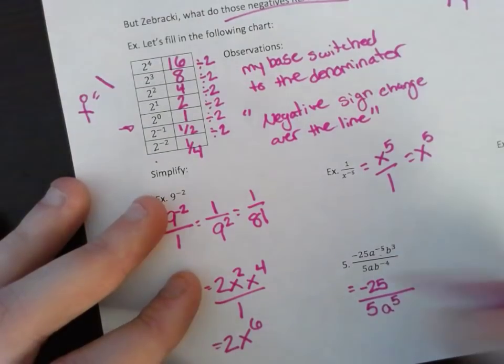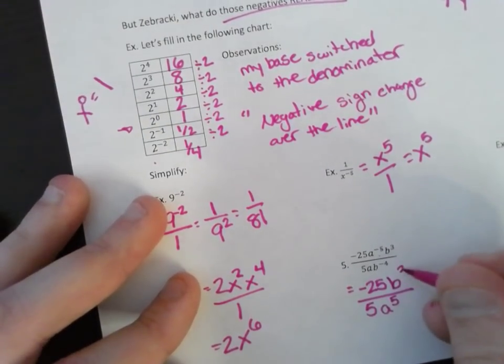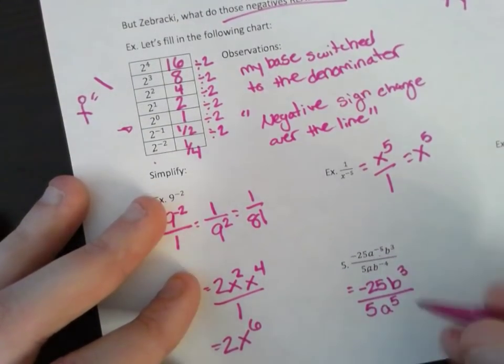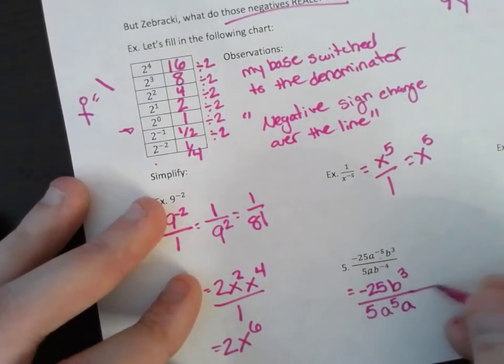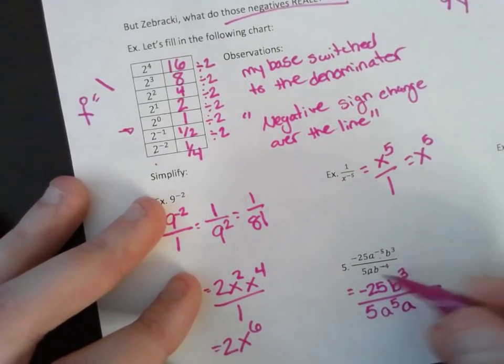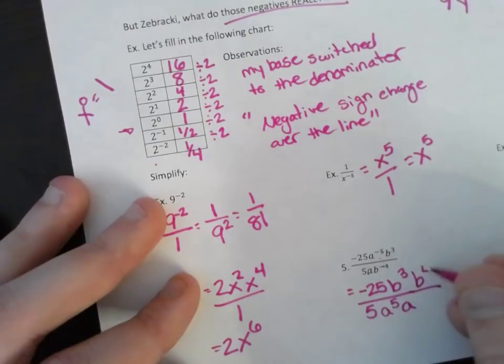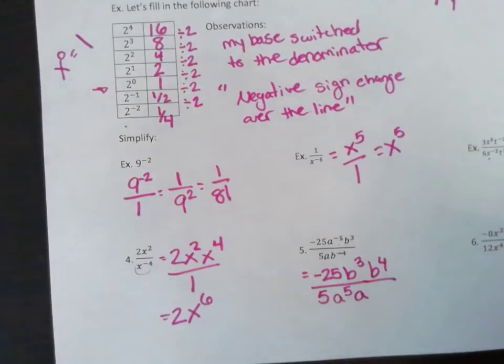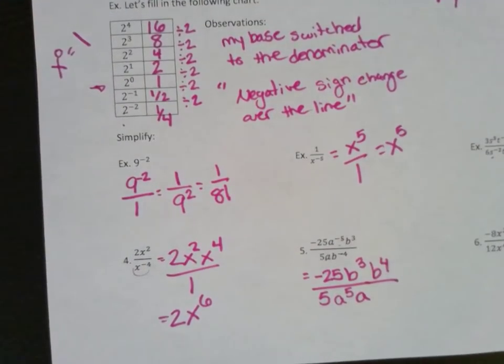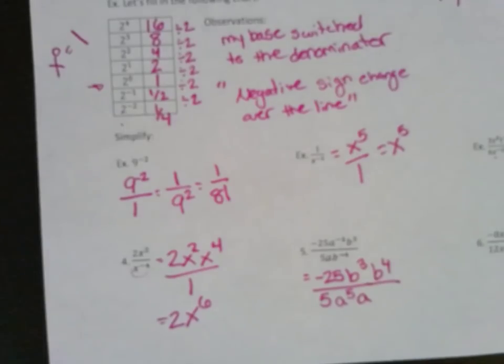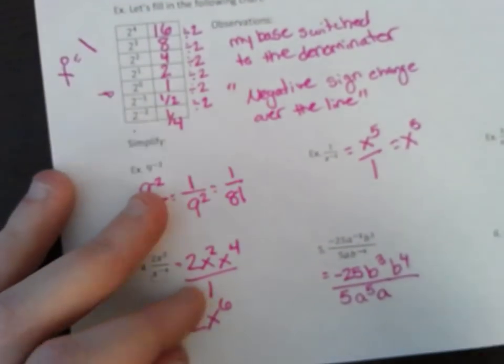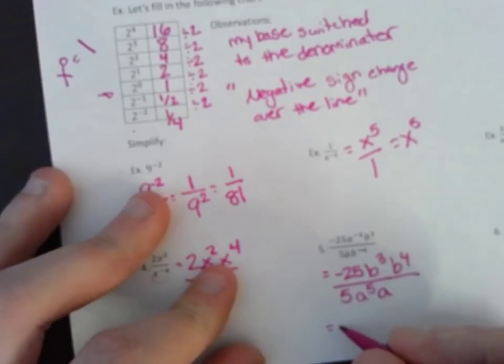B cubed, it's positive, I keep it. A, it's positive, I keep it. B to the negative 4th, it's negative, I flip it. Now again, it just so happens, guys, that our like bases are on the same numerator, denominator. That's not always going to happen. It's just how these are working out. So don't think that's a pattern you have to follow, because it's not.